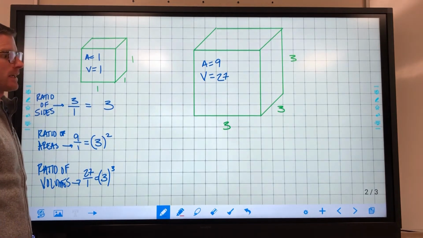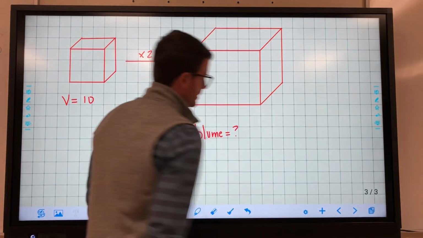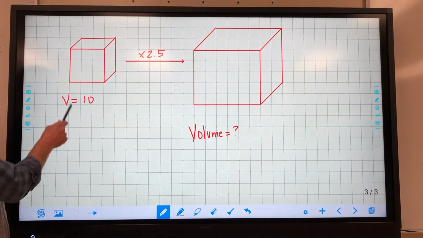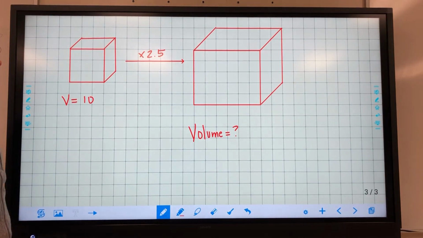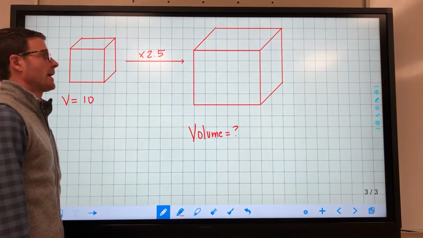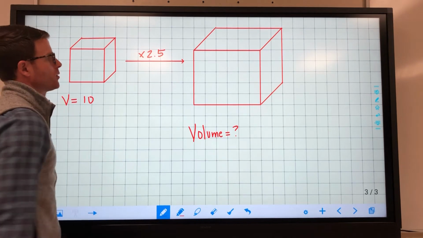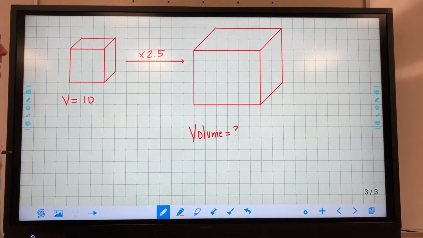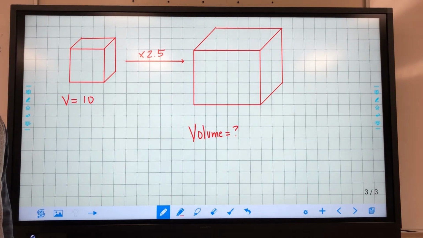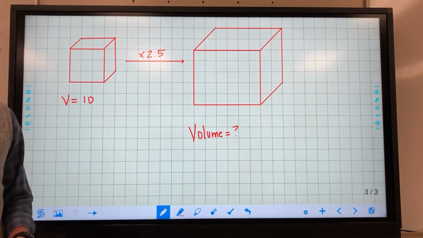We'll get to the last example. This is the one you guys should be trying at home. Here we go. So I'm given a cube here. I don't know the side lengths, but I am told that the volume is 10. I'm given a cube here. I don't know any of the side lengths, but I want to know the volume. I am told that this cube, the sides are 2.5 times bigger, okay? So my scale factor is 2.5 here. Go ahead and tell me what the volume is. So go ahead and pause it.